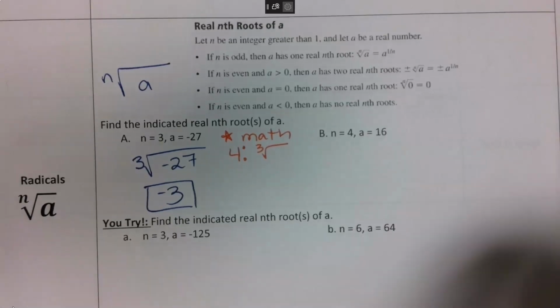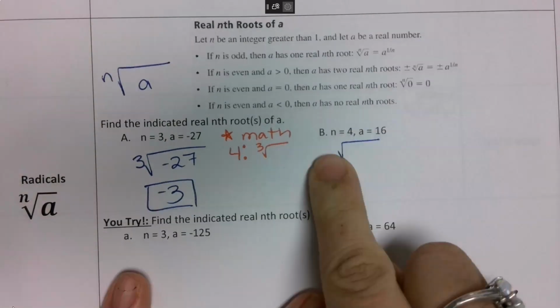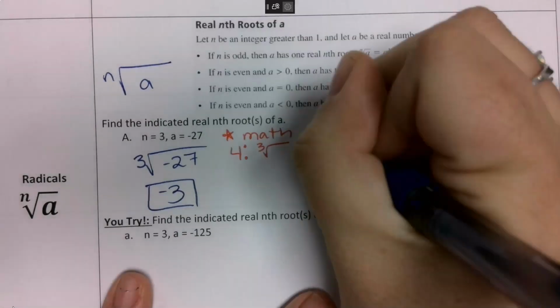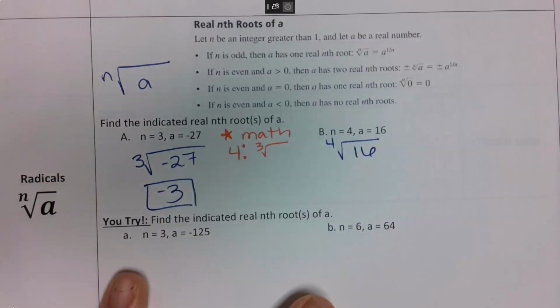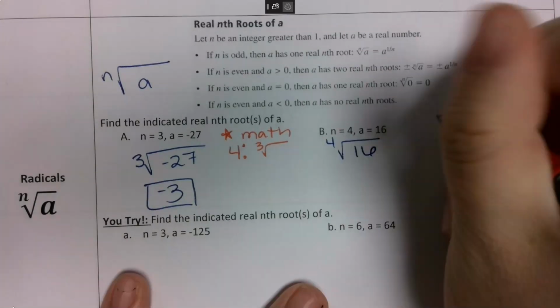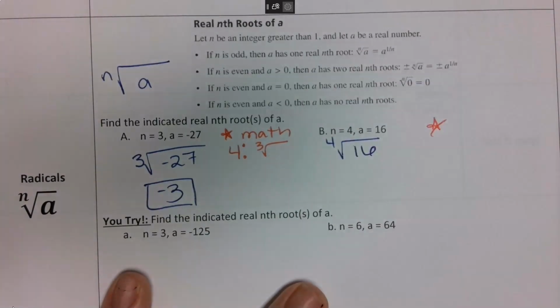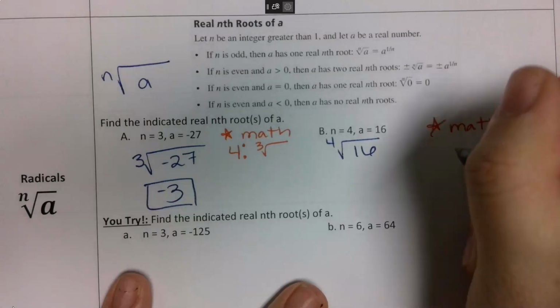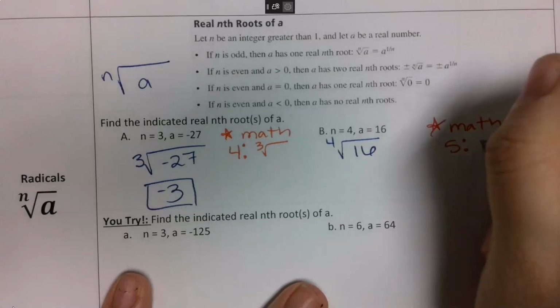Okay, so what number goes up here? The 4 or the 16? Okay, and then my 16 goes underneath. To type this one in my calculator, I want to go to math, and then this one's going to be choice 5 to type in a different number.